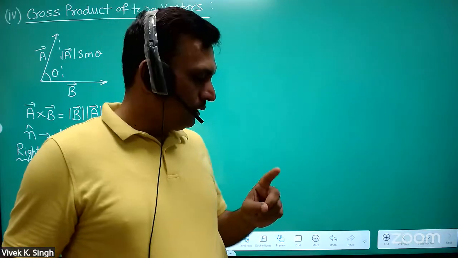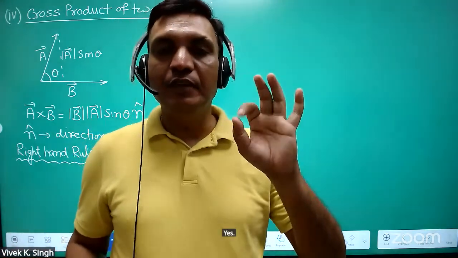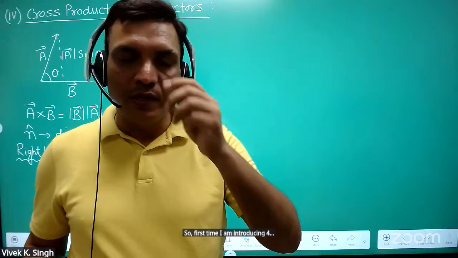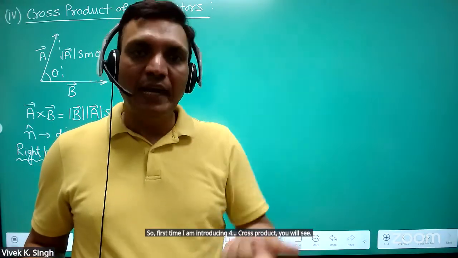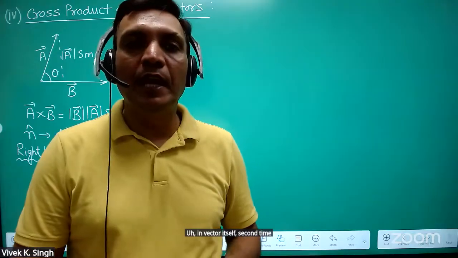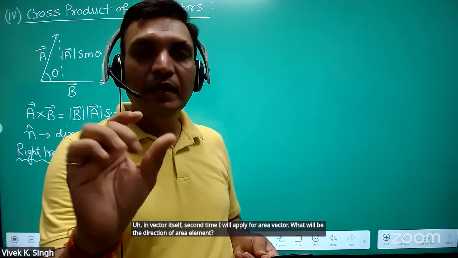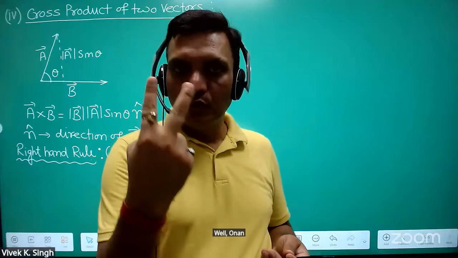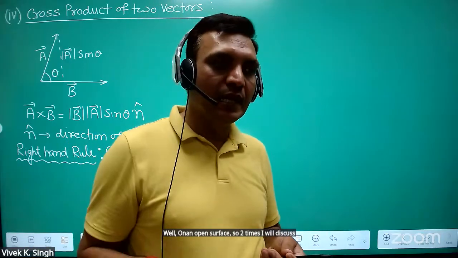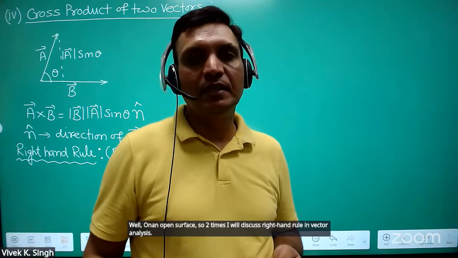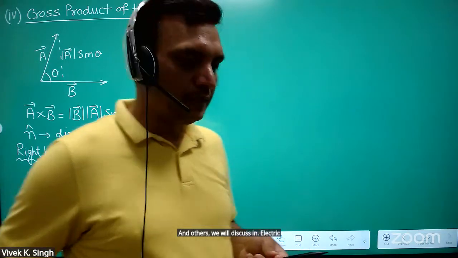Yes, sir. The first time I am introducing the cross product, you will see it in vector analysis itself. The second time I will apply it for the area vector: what will be the direction of the area element on an open surface? So two times I will discuss the right hand rule in vector analysis, and the others we will discuss in electricity and magnetism. Clear?